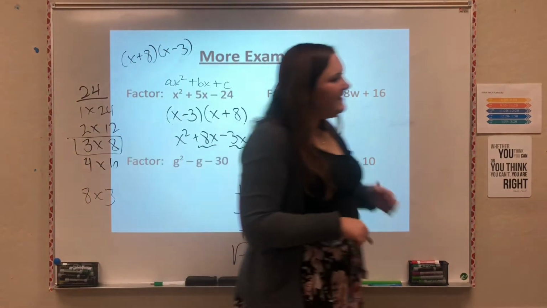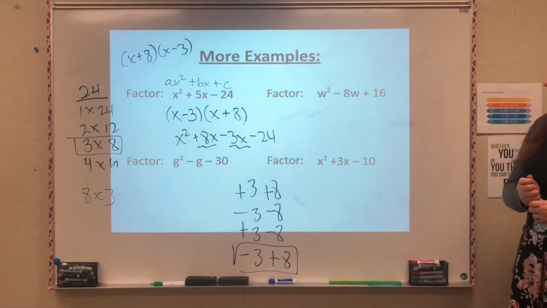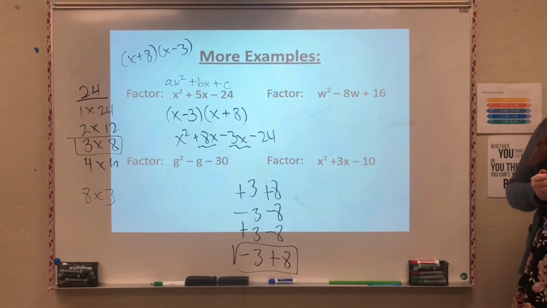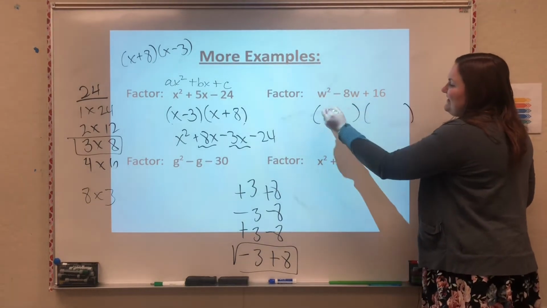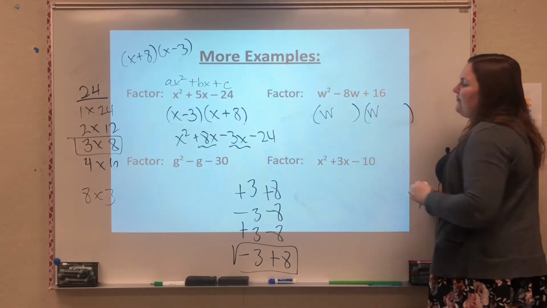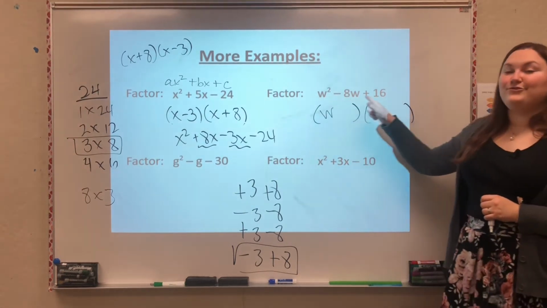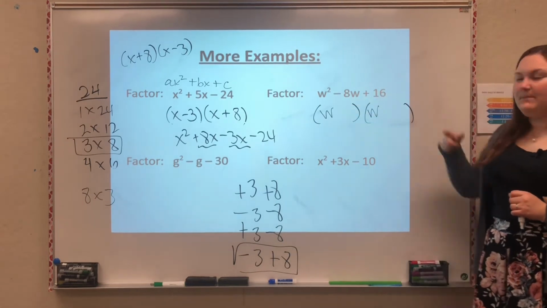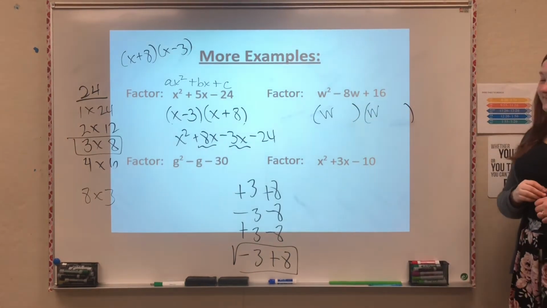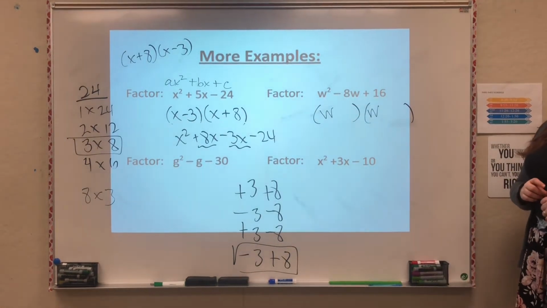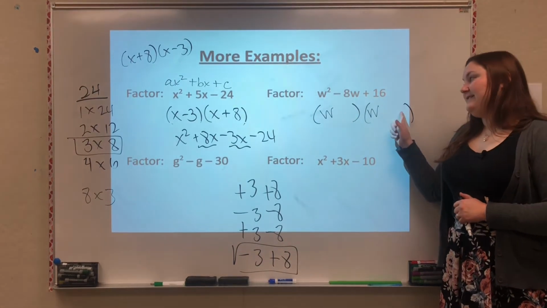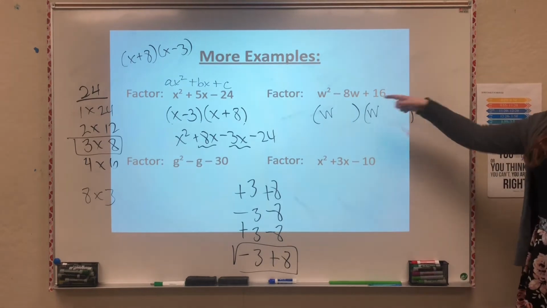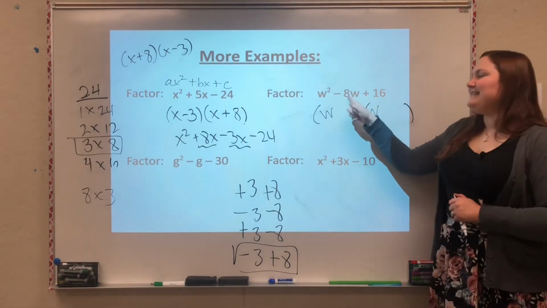One last one. What's the first thing I could do? Hopefully you're writing down 2 sets of parentheses, putting your w's. I know it's going to start off that way because this is a quadratic. W squared, W number. Next thing, we want to find a pair of numbers here to fill in. That pair of numbers needs to multiply to 16 and combine to 8.